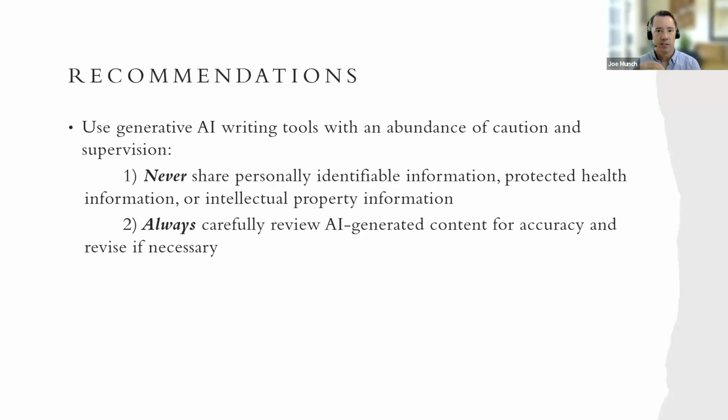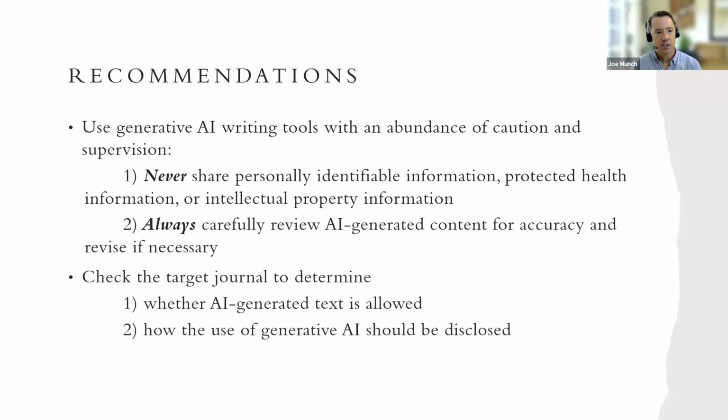So going back to that whole hamburger analogy, you can ask generative AI tools to give you a hamburger, but unless you know what a good hamburger looks like, tastes like, is supposed to be, you may not get a good hamburger. You may not be any the wiser for it. In other words, you need expertise to use these tools. You can't rely on these tools to give you that expertise. Always check the target journal to determine, one, whether AI generated text is allowed, and two, if it is allowed, how it should be disclosed in your manuscript.